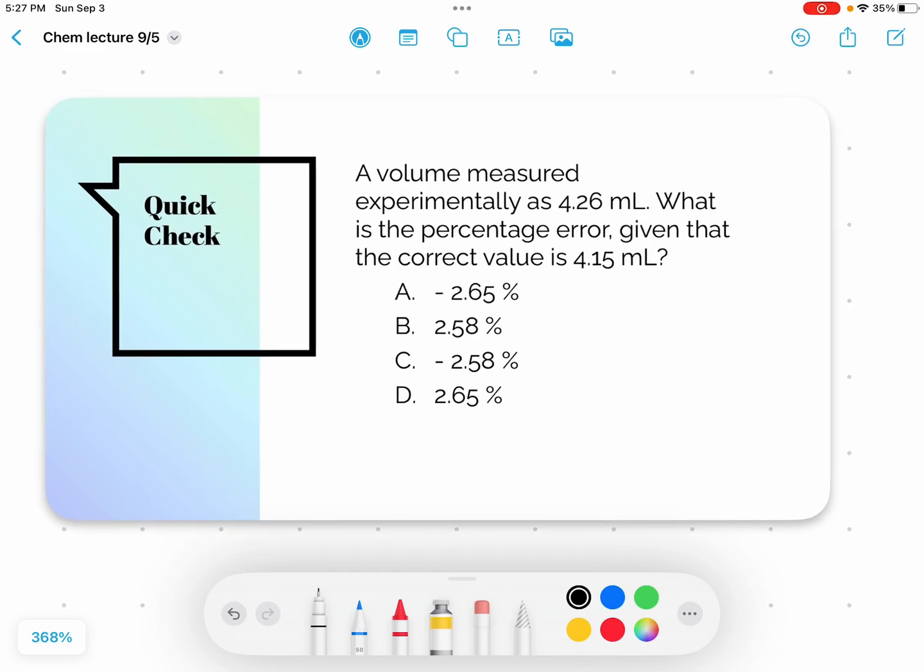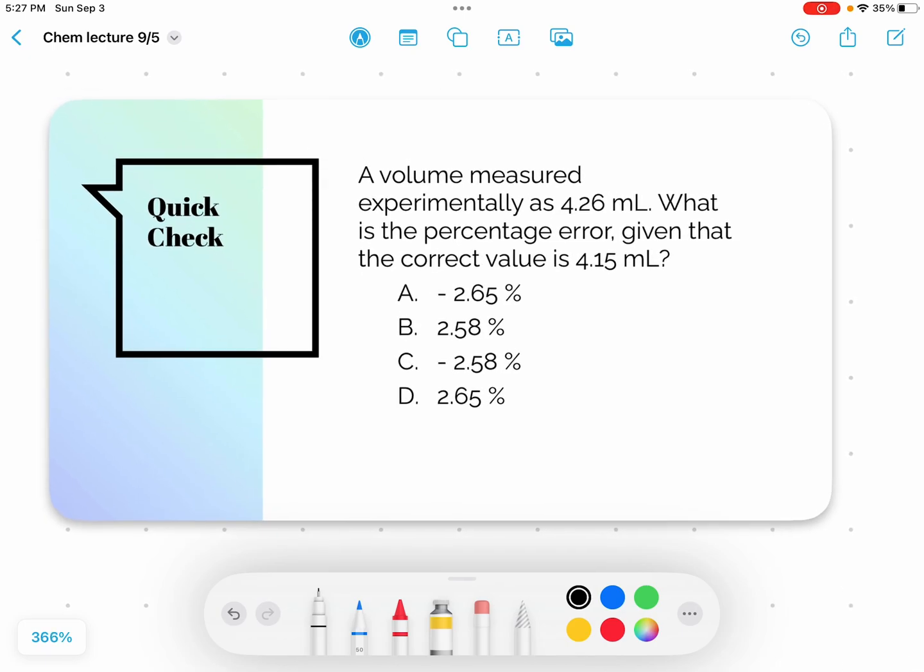Okay, let's do one more. A value measured experimentally as 4.26 milliliters. What is the percent error given that the correct value is 4.15 milliliters? Again, we're going to write out our equation so we have it with us. Percent error equals VE minus VA divided by VA times 100.